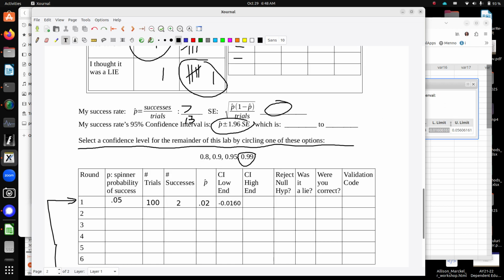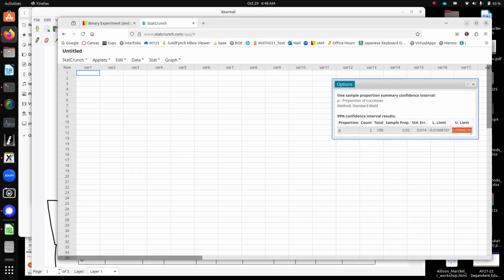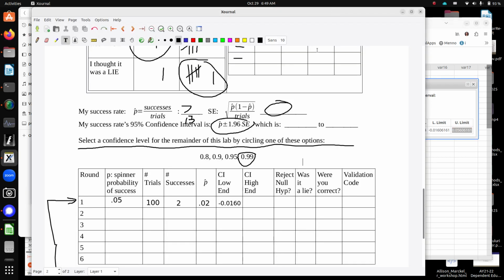And then the high end is over here. It's called the upper limit or the U limit. I'm going to stick this over here. And again, I'm going to delete the extra digits. But then I'm going to round up. Okay? And then reject the null hypothesis. So if the value, so the probability, this 0.5, is outside of this range, I'm going to reject the null hypothesis. But it's not. 0.05 is well within this range, so I'm going to say no.